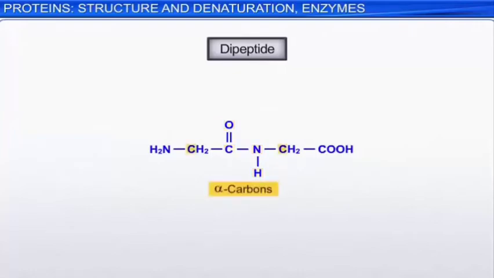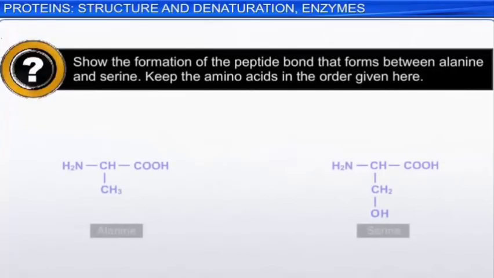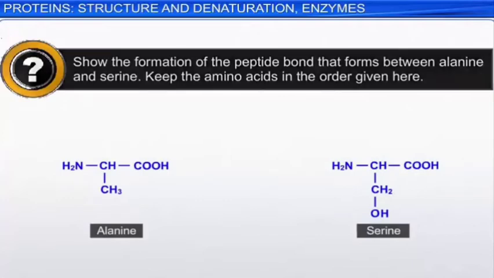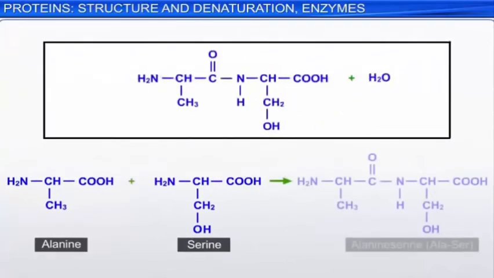Let's work on a practice problem. Show the formation of the peptide bond that forms between alanine and serine. Keep the amino acids in the order given here. It may help to start with the peptide backbone. Then look up the side chains and include them in the correct order. The alanine-serine dipeptide, represented as Ala-Ser, results.